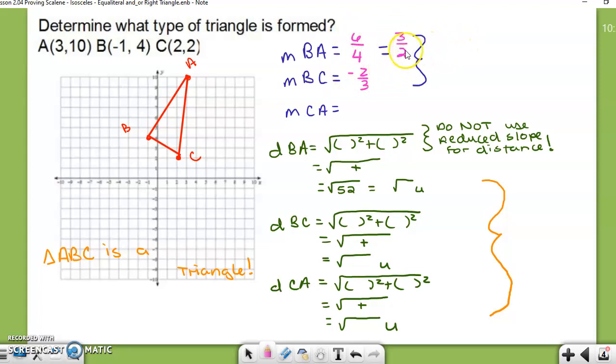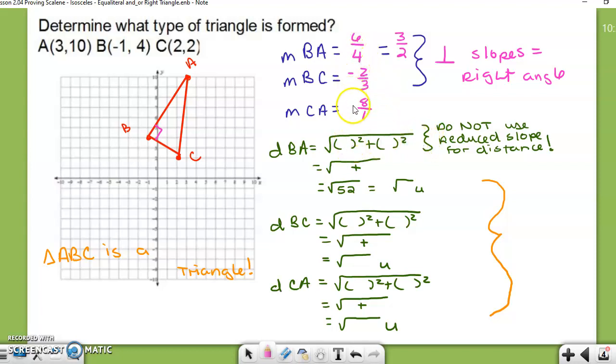So when I compare these 3 halves and a negative 2/3, I can see that those two lines are perpendicular. So I've got perpendicular slopes here, which equals a right angle. So BA and BC form a right angle. Okay, my slope of CA, I count a rise of 8, a run of 1. Okay, so I know that it's a right triangle, but I have to see, is it isosceles, equilateral, or scalene?